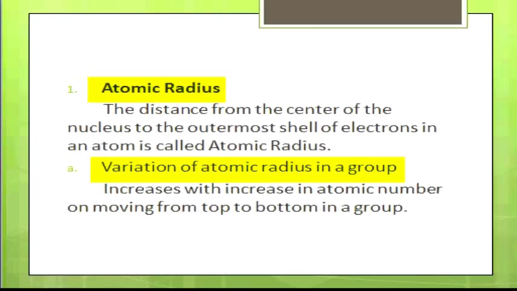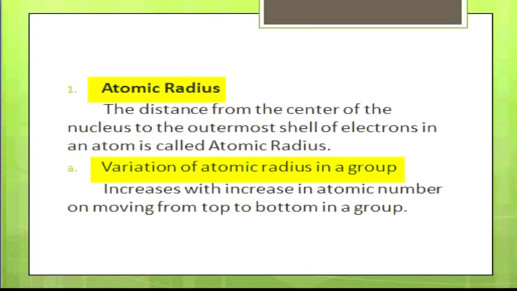Variation of atomic radius in a group. The atomic radii of elements increases with increase in atomic number on moving from top to down in a group. On moving down a group, a new shell of electrons is added at each succeeding element. Hence, the electrons in the valence shell of each succeeding element lie further and further away from the nucleus.